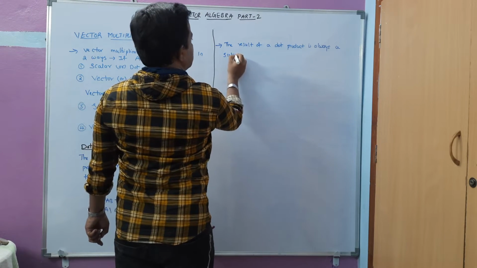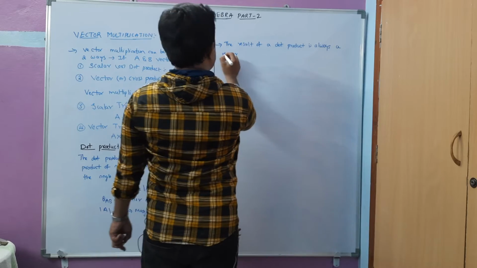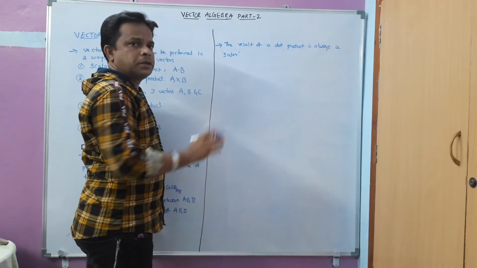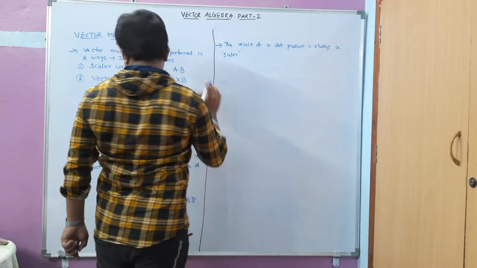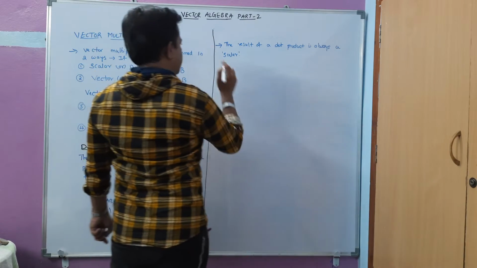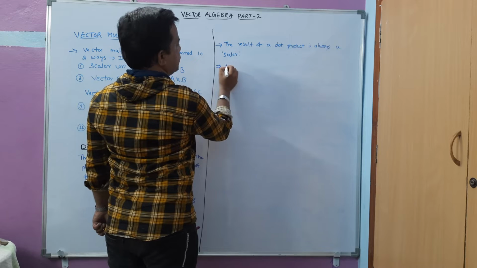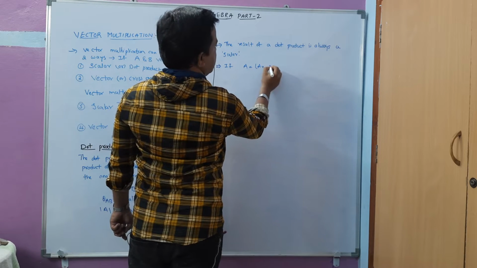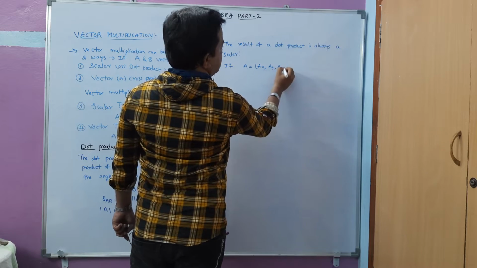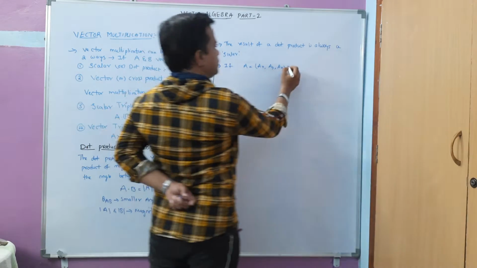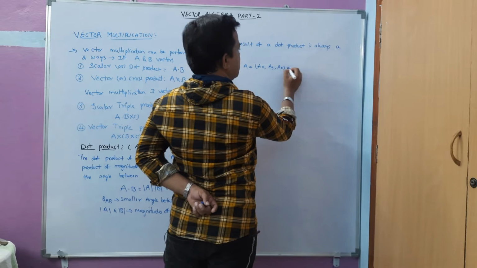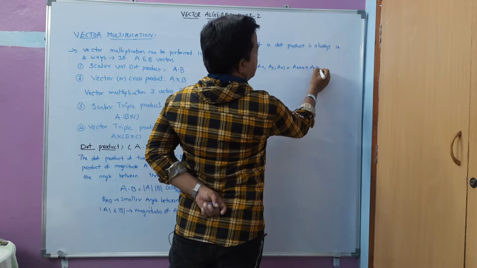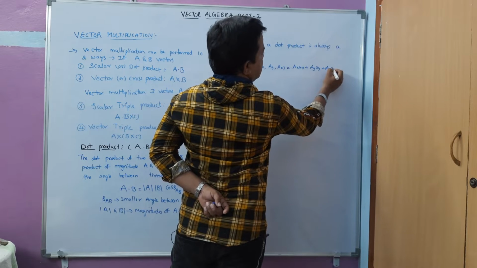So it is named as scalar or dot product. The dot product is always going to give the result as a scalar. Now suppose I have two vectors. If A is given as a vector with Ax, Ay, Az as the components, I can also write this vector in this form: Ax plus Ay plus Az.